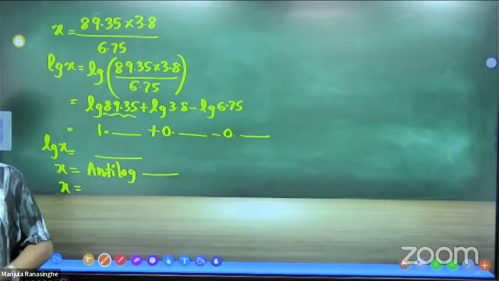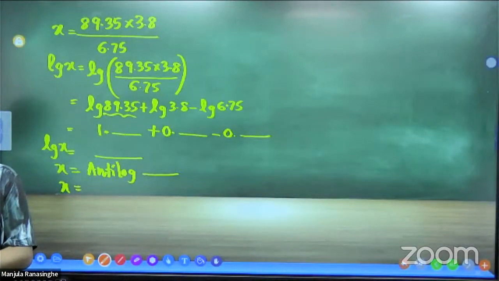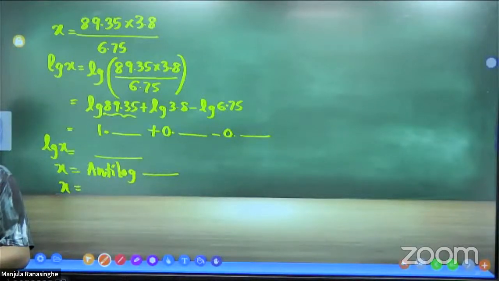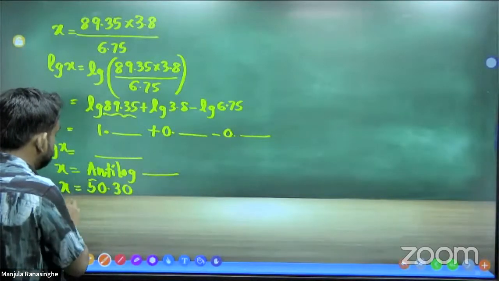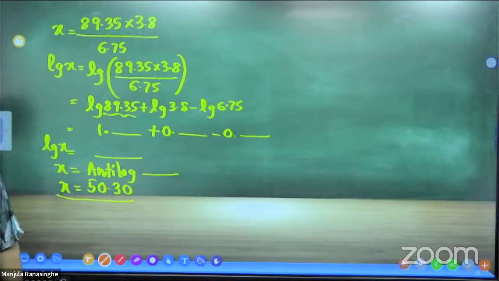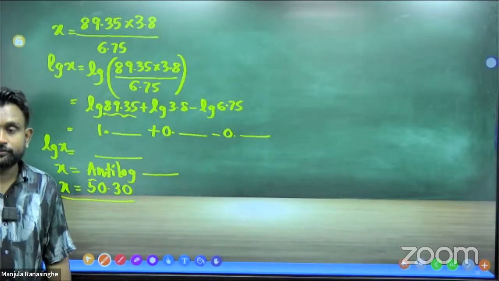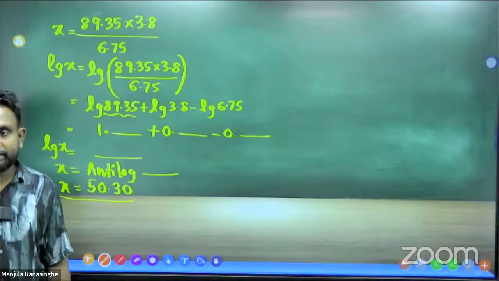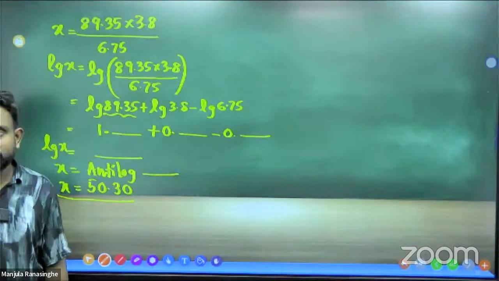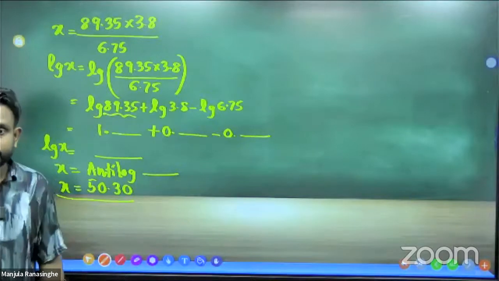Then make a table. 89.35 into 3.8 divided by 6.75. So the answer is approximately 50.30. 50.30 would be there. Nearly that value is acceptable. Okay? Right. So that is the answer for that question.